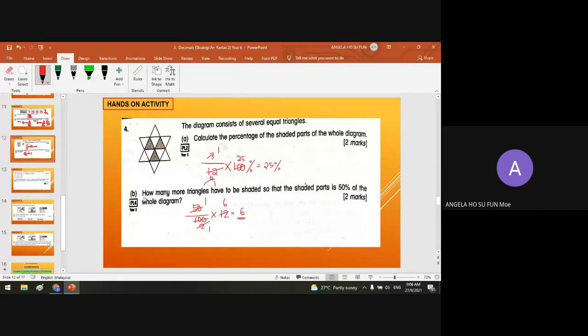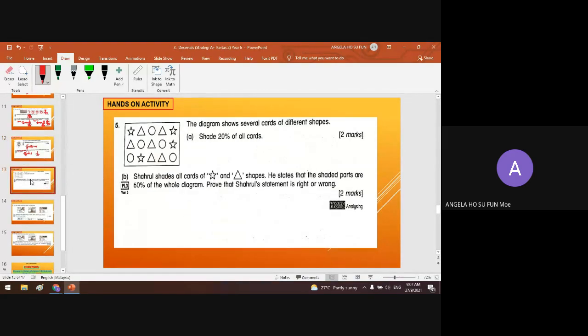But now they ask you, how many more triangles? In the diagram, they've already shaded 3. So altogether, you need to shade 6. So already shaded 3, you need to shade another 3 more. You just shade any 3 parts here. No need, they don't ask you to shade on the diagram. They just ask how many more triangles you need to shade. So you need to shade another 3 more. Right? Very good.